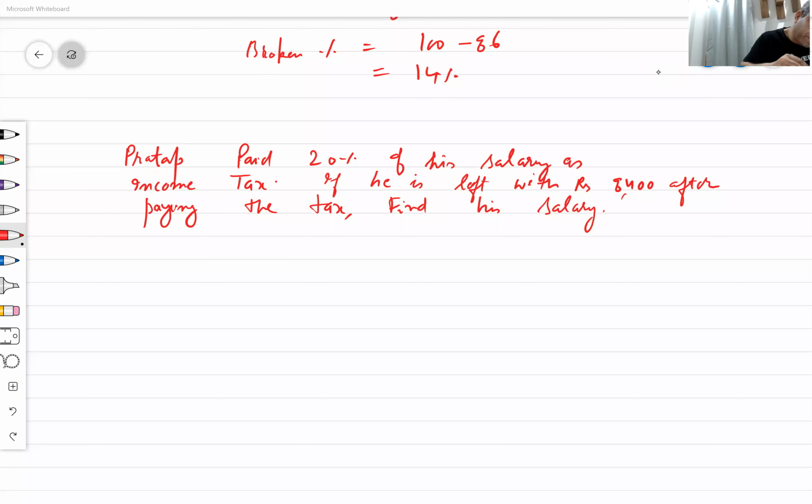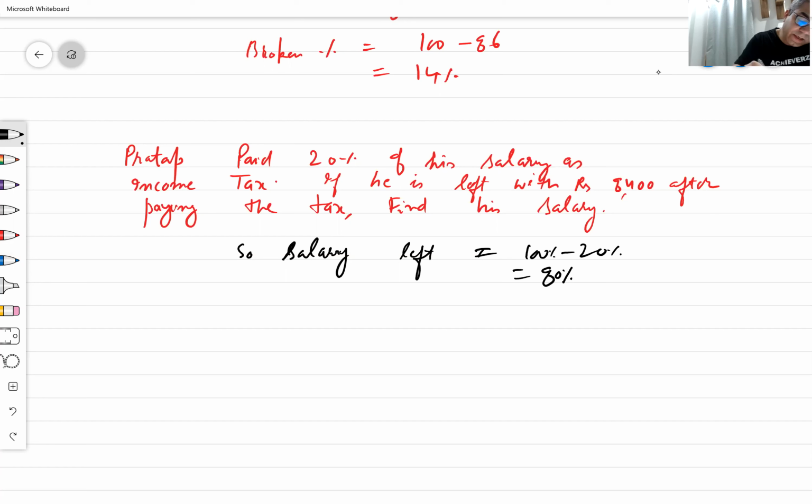So Pratap paid 20% of his salary as income tax. So if you have 100 rupees, you have to give 20 rupees as, let's say, tax. So how much are you left with? 80%, right? So salary left is 100 minus 20, that is 80%. Is it okay? Right? Now this 80% is equal to 8,400.